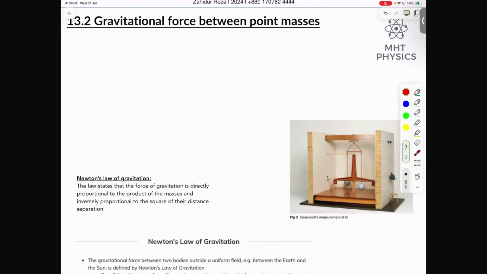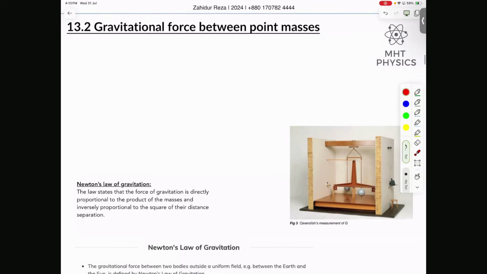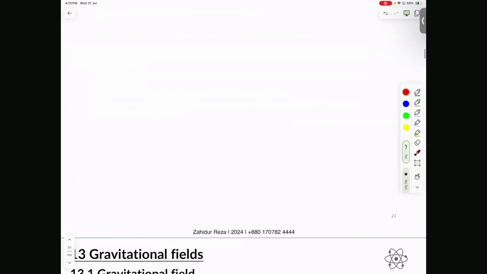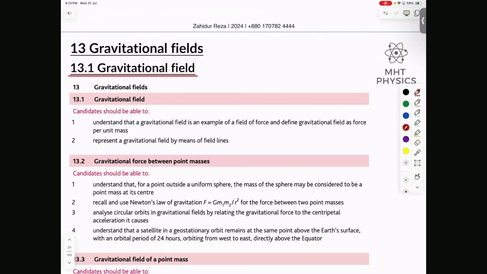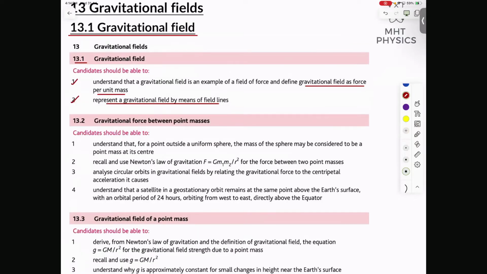Okay, so what is this 13.2? Let me just go back a little and do a checklist, to see if we have covered everything. So understand that gravitational field is an example of a field of force, and define gravitational field as a force per unit mass. So if they ask you in your exam, what is a gravitational field? It's a region in which a unit mass experiences what? Force. Okay, and represent gravitational field lines by means of field lines, right? So this is done. These two are done. We're done with 13.1. Now we are starting 13.2, which is gravitational force.